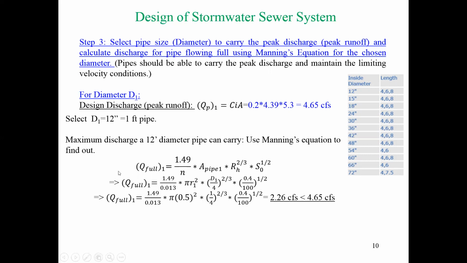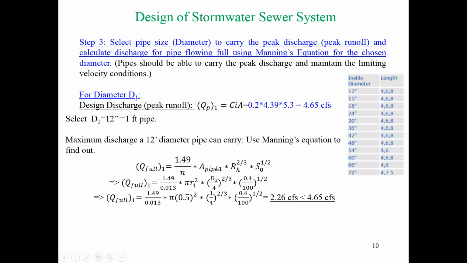And we have to use Manning's equation. Since this one is the FPS system, that is the equation. After doing all the calculations, we got 2.26 cubic feet per second, which is obviously less than 4.65 cubic feet per second. So obviously this pipe is not working.